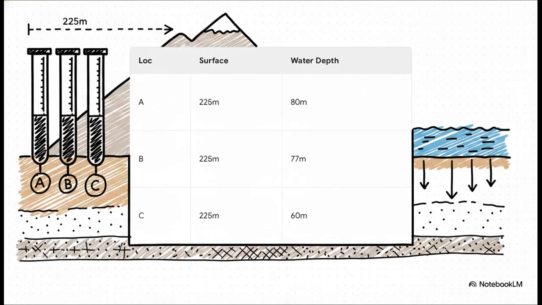Now we get to play detective and see how this builds into a real-world application. We're going to use data from our piezometers to figure out exactly which way our invisible groundwater river is actually flowing. Imagine we have a nest of piezometers installed at 3 distinct locations, A, B, and C. All 3 locations start at the exact same surface elevation of 225 meters above sea level. However, the piezometers are driven to different depths, and most importantly, they show different depths down to the water below the surface. 80 meters down for A, 77 meters for B, and 60 meters for C.